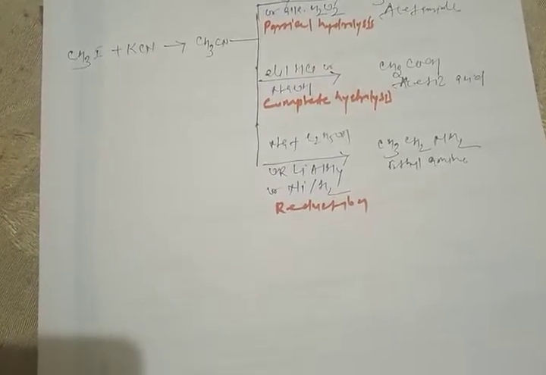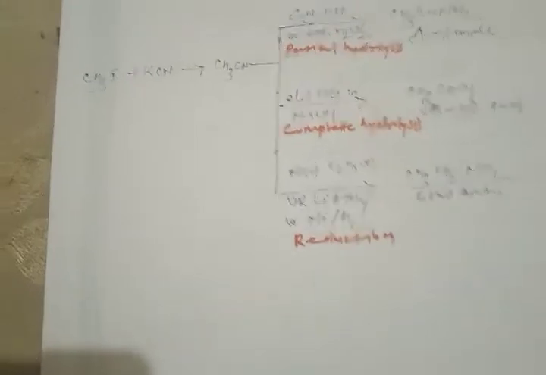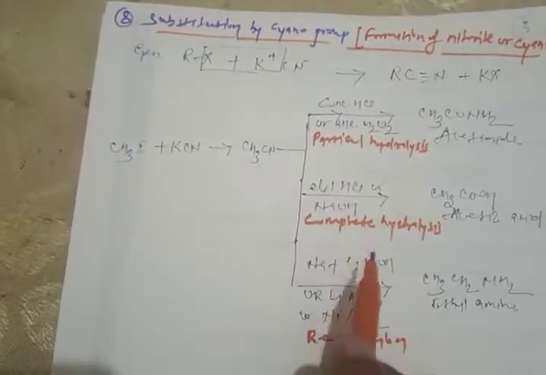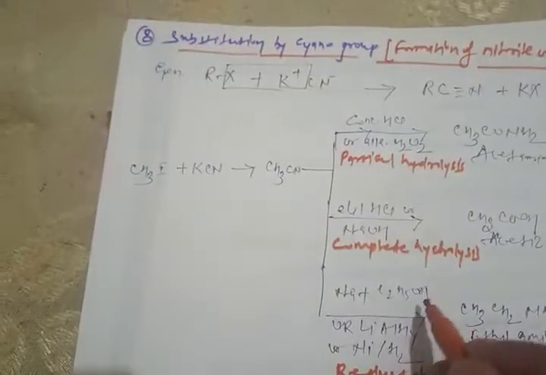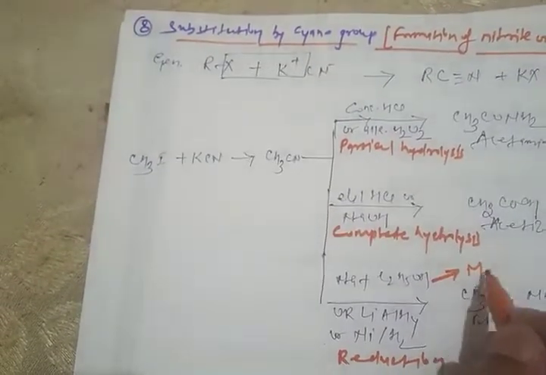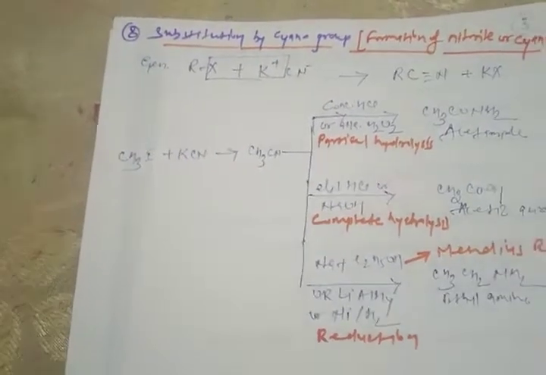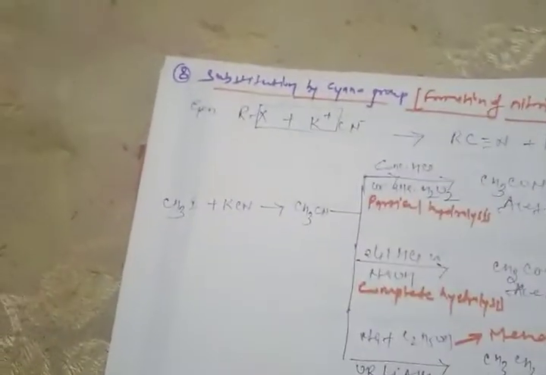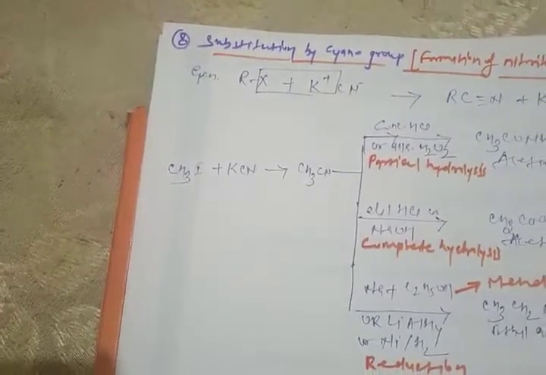When this reduction process is carried out by sodium and alcohol, that means the first one, this is called the Mendius reaction. So I am writing here, this is the Mendius reaction. So this is from the cyanide part, the substitution by cyano group.